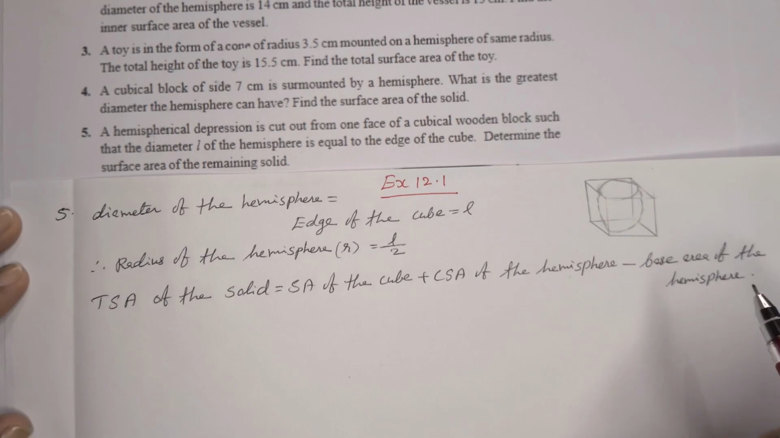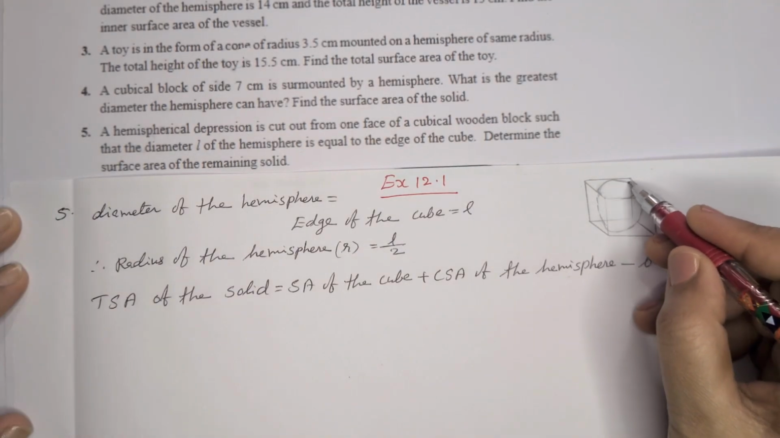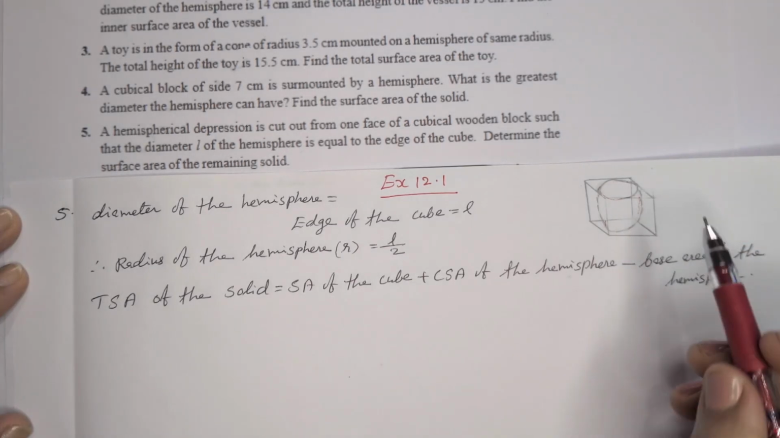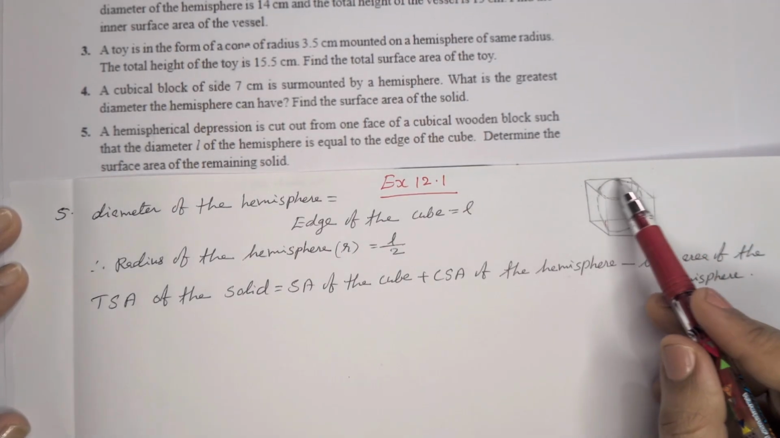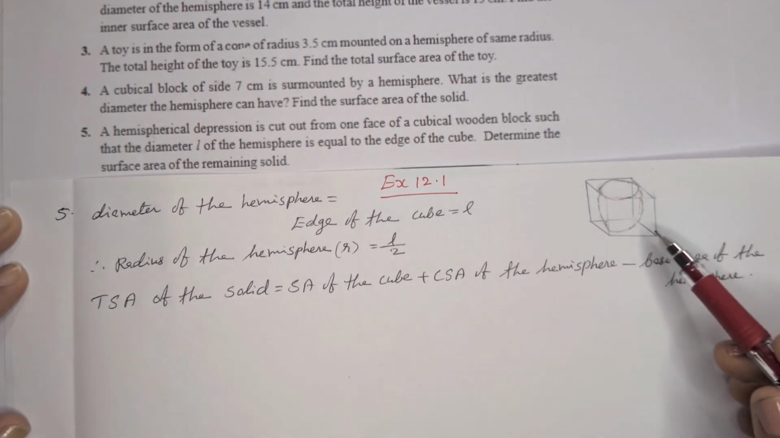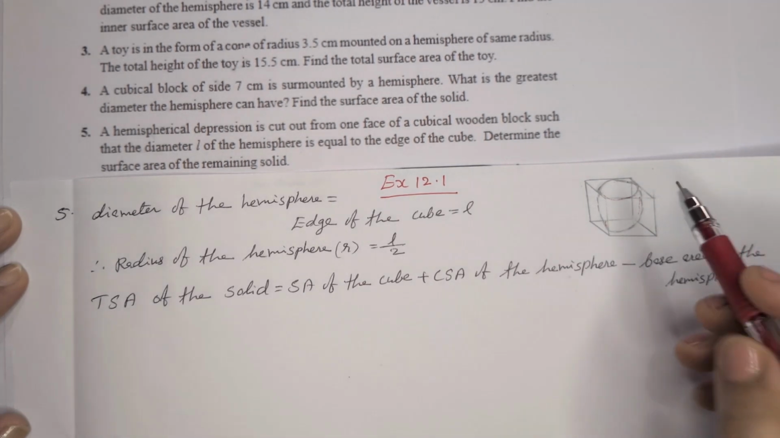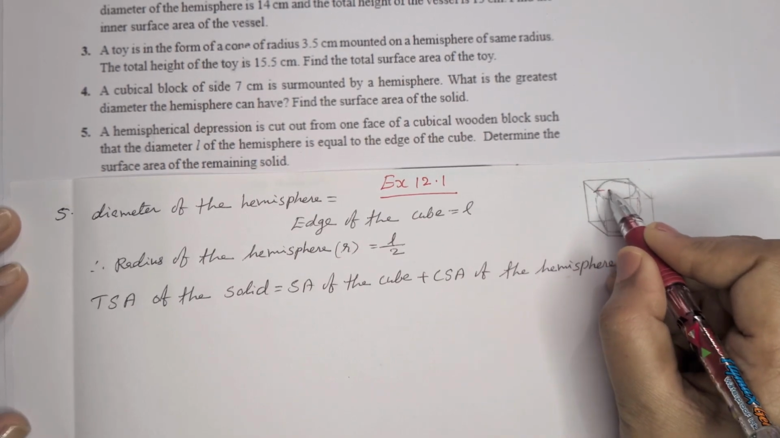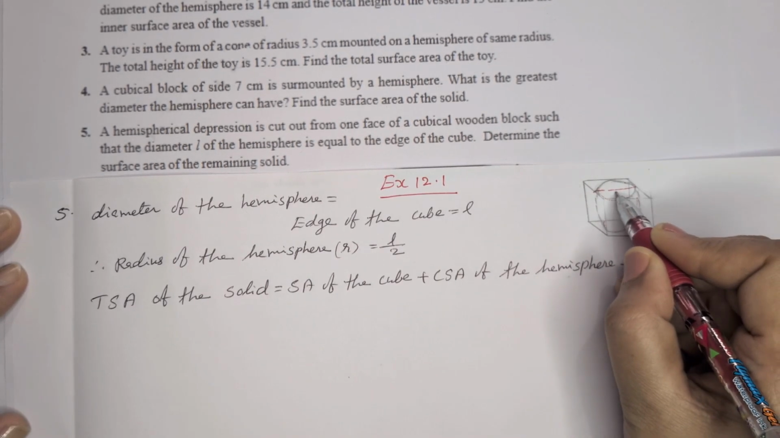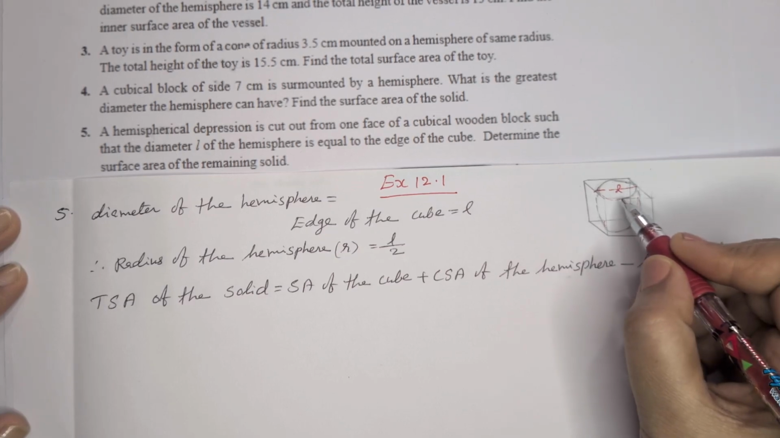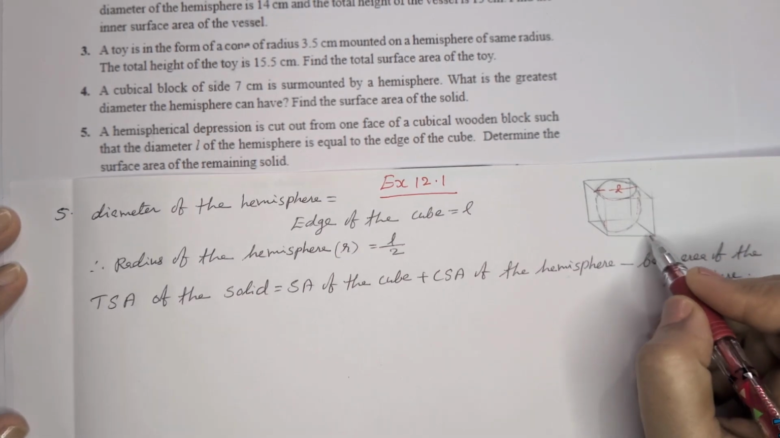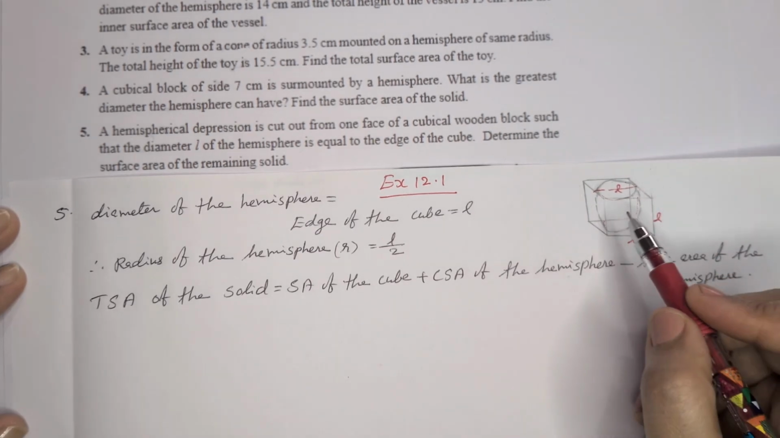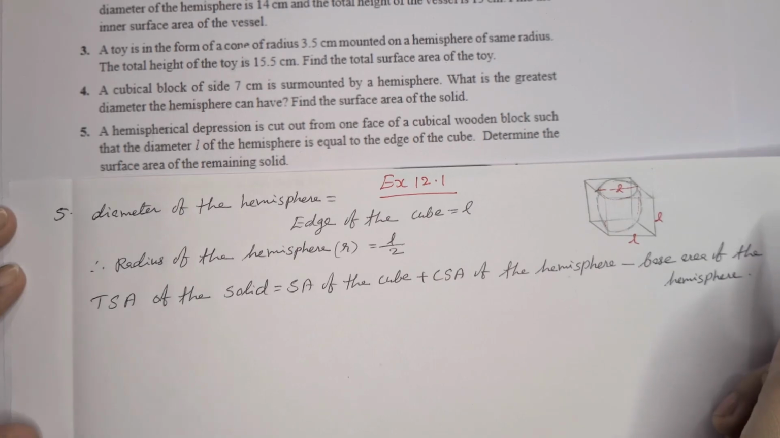Question number 5. A hemispherical depression. So we can see a hemisphere depression is cut out from one face of the cubical wooden block, such that the diameter L of the hemisphere is equal to edge of the cube. The diameter, this one, is equal to edge of the cube, this side, or L of the cube. Determine the surface area of the remaining solid.